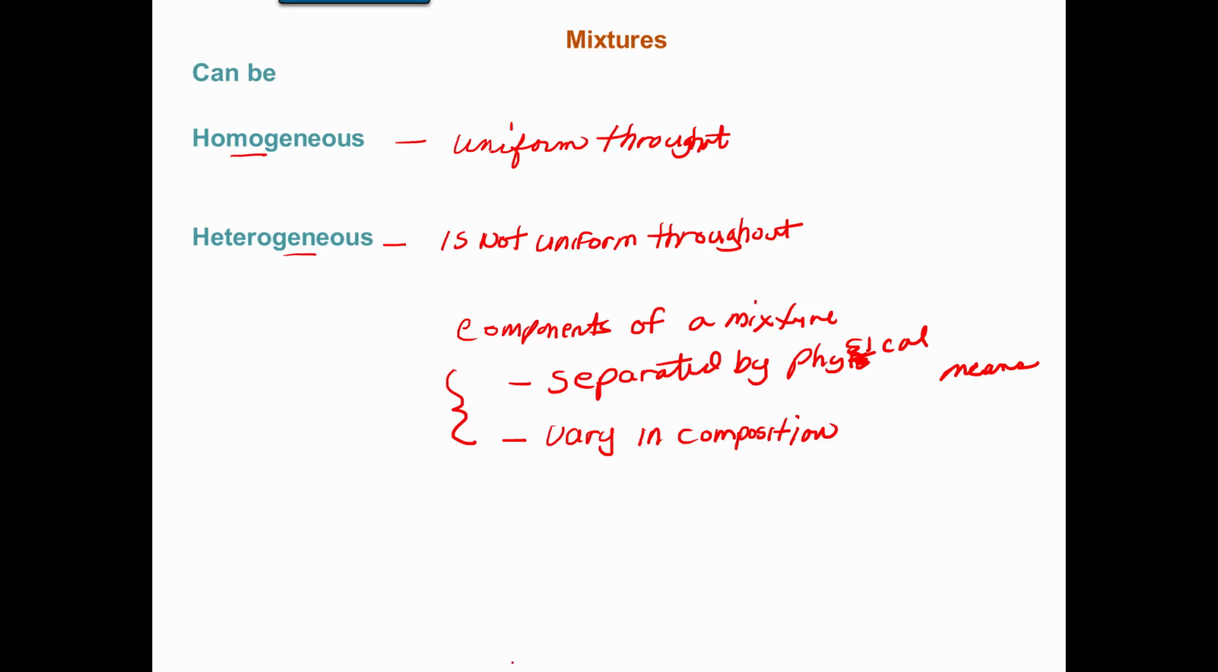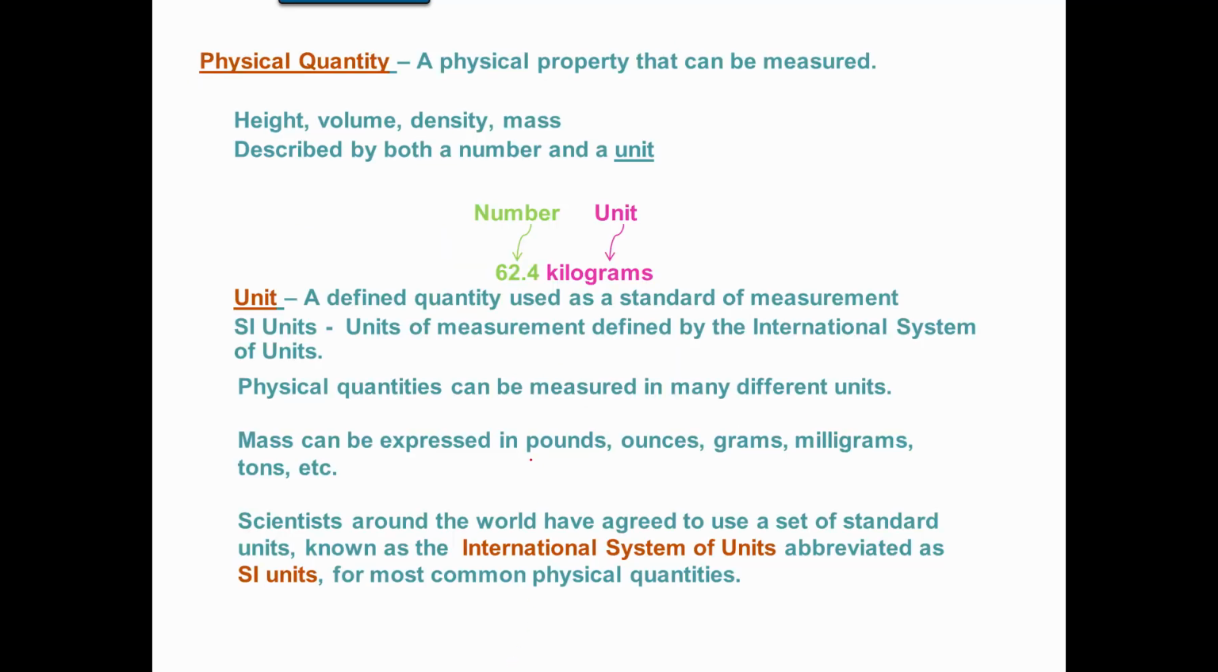So next, we need to talk about units and how we measure physical quantities in the lab. A physical quantity is a property that can be measured. We can measure height, mass, volume, density, conductivity, all sorts of things. When we measure these things, we have a number and we have a unit. A number means nothing without a unit.